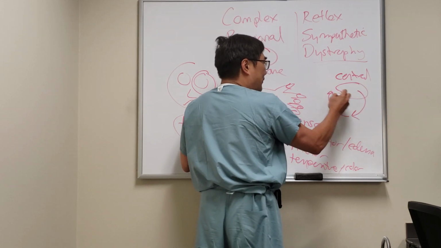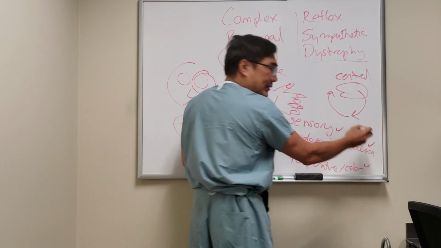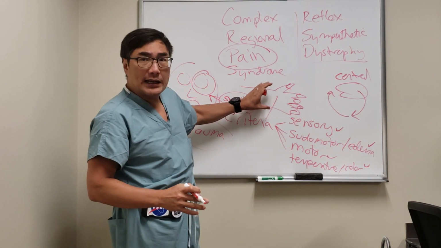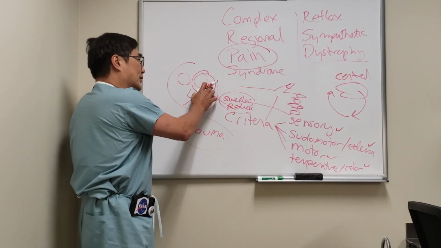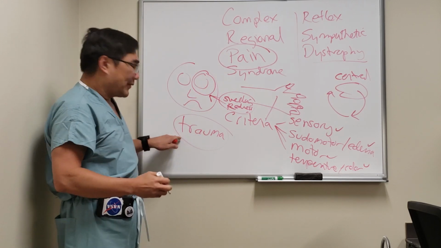And then it manifests in a vicious cycle where you get sensory, pseudomotor, motor, and temperature dysregulation as a result of sympathetic activity in the affected limb, usually the hand, but it comes to us as ophthalmology because it can be in your face or even periorbital after minor trauma.